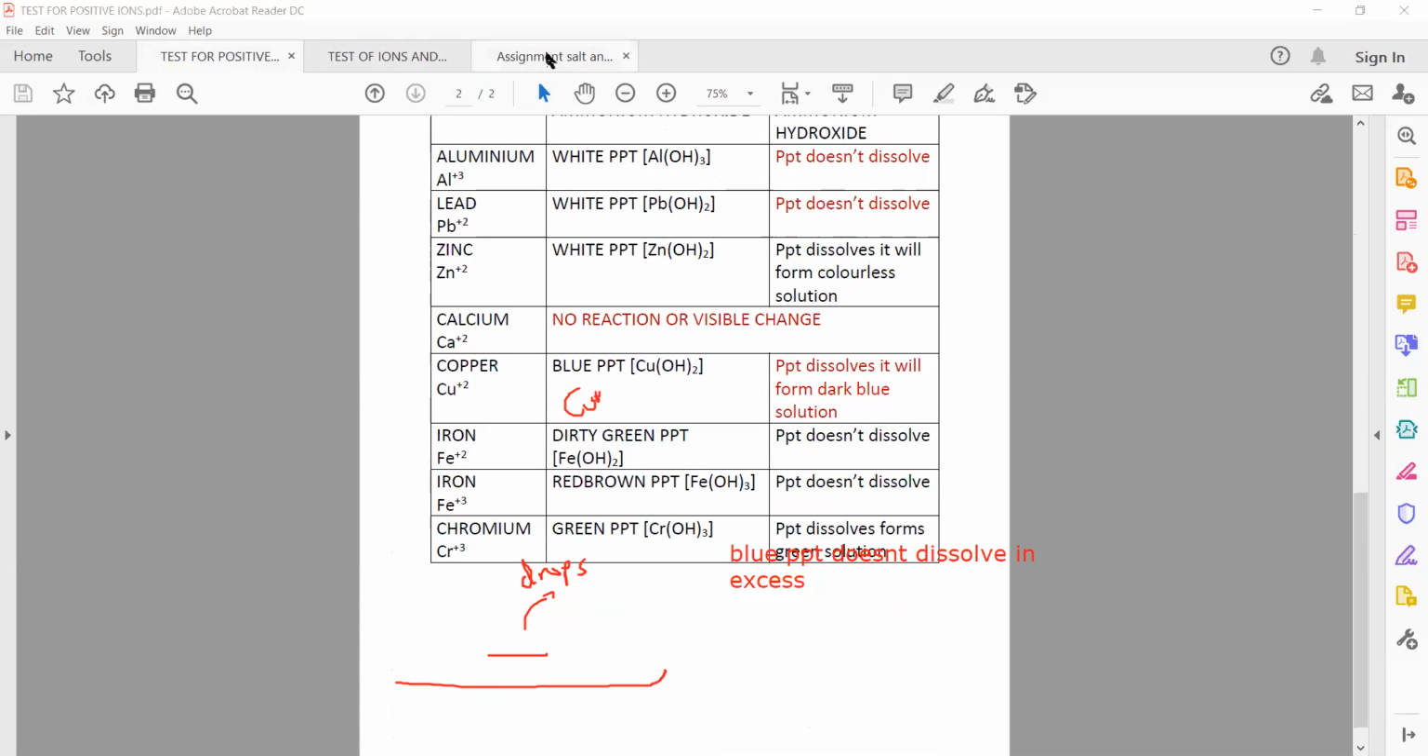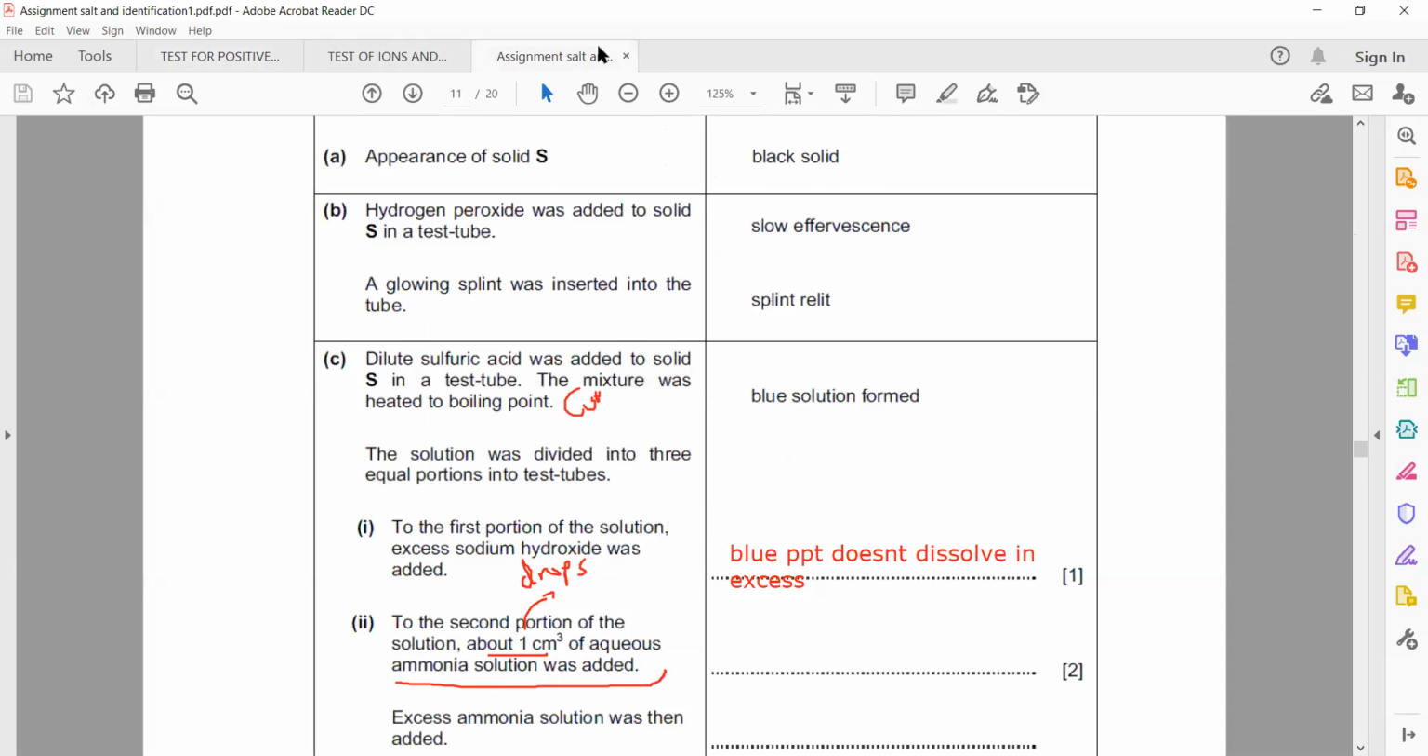You can see here we are adding a small amount. So if we add a small amount, we'll observe a blue precipitate. And excess means more than enough. So if it's more than enough, we'll observe the blue precipitate dissolve and form a deep blue solution. This carries a mark: when you mention deep blue solution, inky blue means royal blue, dark or deep blue solution, both are acceptable.